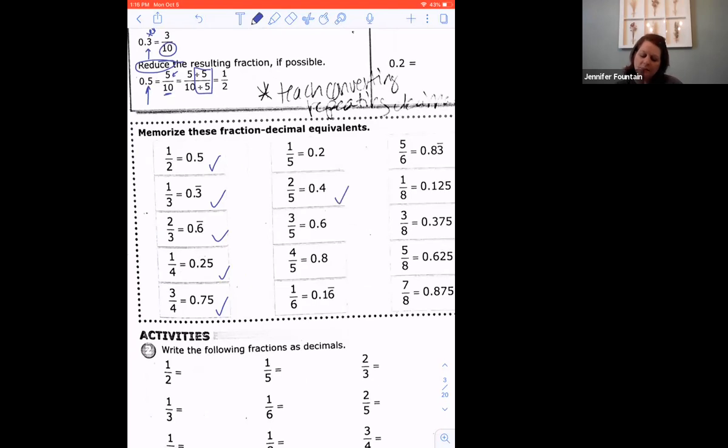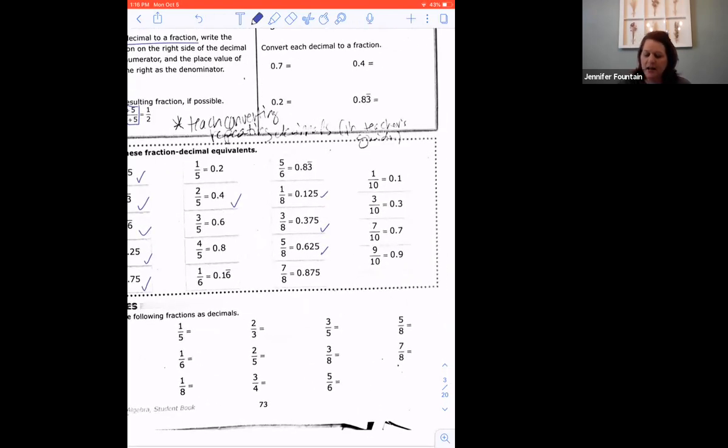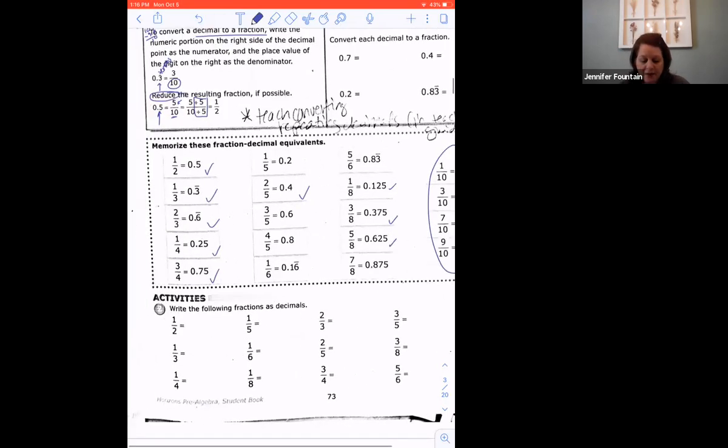2/5 you'll see some. 1/8, 3/8, 5/8. And obviously our tenths are going to be the easiest ones to convert. But definitely the ones on the left-hand column are ones that you just want to know. You want to know that 1/4 is equal to decimal 0.25. You want to know that 2/3 is 0.6 repeating. These are going to be fractions and decimals because there's going to be times when you have something in decimal form and you need to express it as a fraction. It'll just be easier if you memorize them.